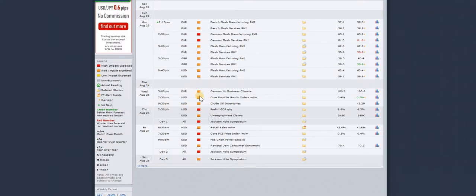Tuesday, nothing. Wednesday, nothing. Thursday, prelim GDP out of the USD. It's a high impact event. Now, we also have the Jackson Hole Symposium. If you want to know what that is, you just click on this little square here.